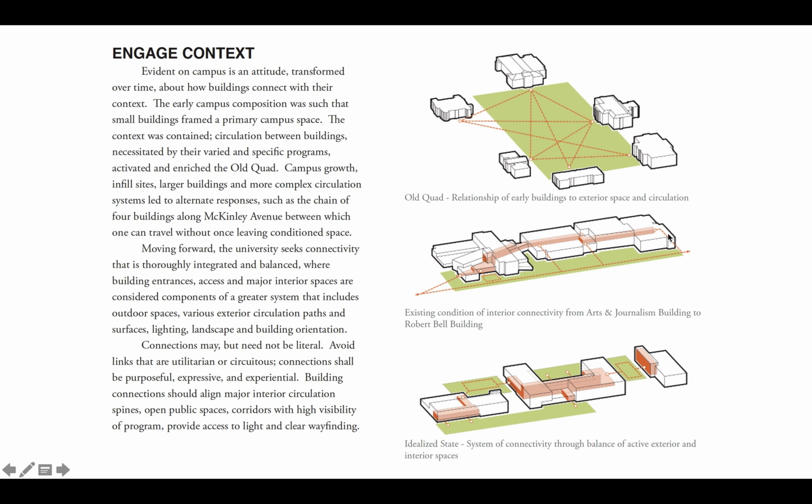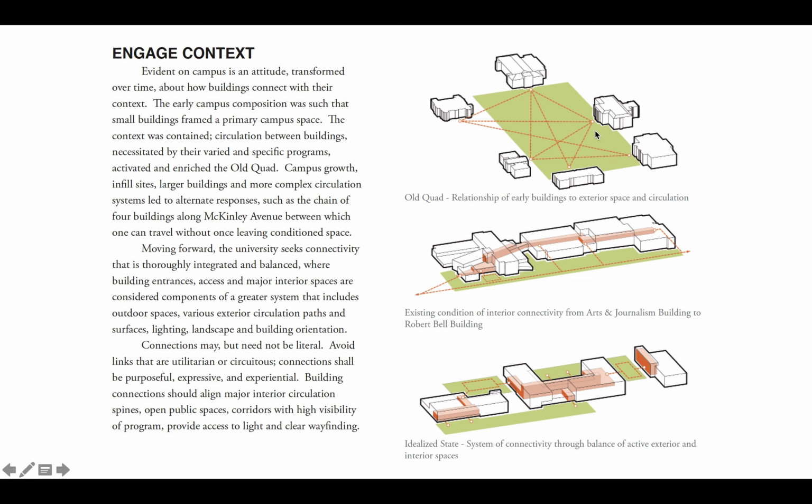Here's that path that I just talked about, the connection between Robert Bell, Letterman, the Ball Communications Building, and AJ. There's this interesting corridor that links all four of the buildings together. And what they said is that we see these interesting states of path-space relationships here on the Ball State campus. If we're looking to the future, maybe this is an idealized state, that there might be a system of connectivity through the balance of active exterior and interior spaces.